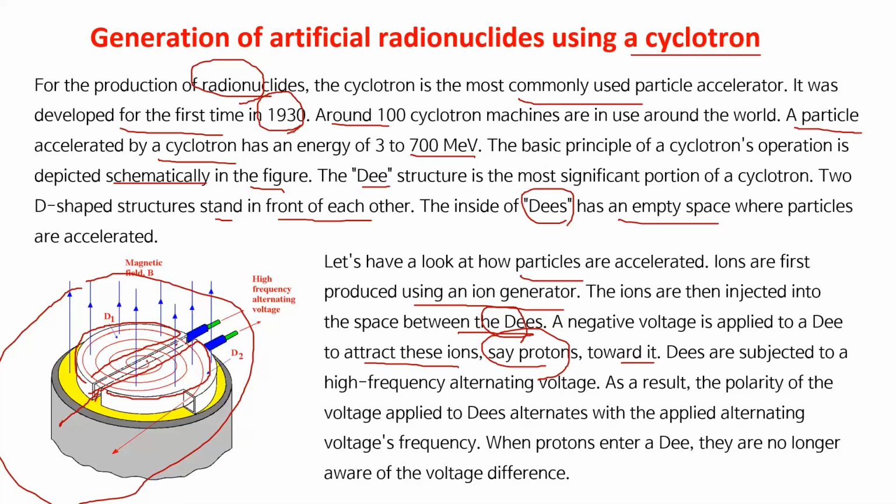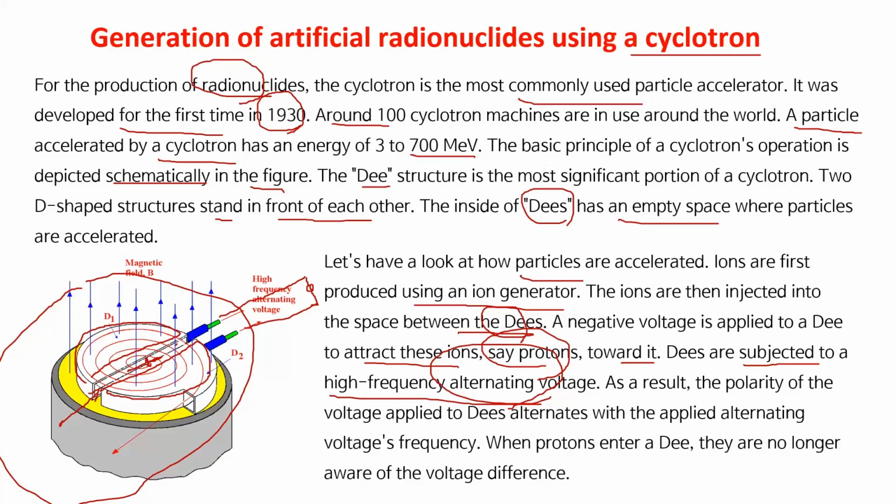So the ions here, protons, if we put the negative voltage here in this D, then the proton is attracted into this D. These are subjected to a high frequency or alternating voltage. So we can put the high alternating voltage between two Ds.